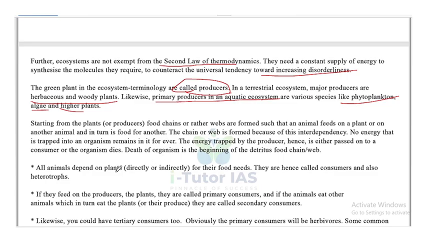Starting from the plants or producers, food chains or rather webs are formed, such that an animal feeds on the plant or on another animal and in turn is food for another. The chain or web is formed because of interdependency. No energy that is trapped into an organism remains in it forever. The energy trapped by the producer is passed on to the consumer, or the organism dies. The death of the organism is the beginning of another food web or chain, known as the detritus food chain.